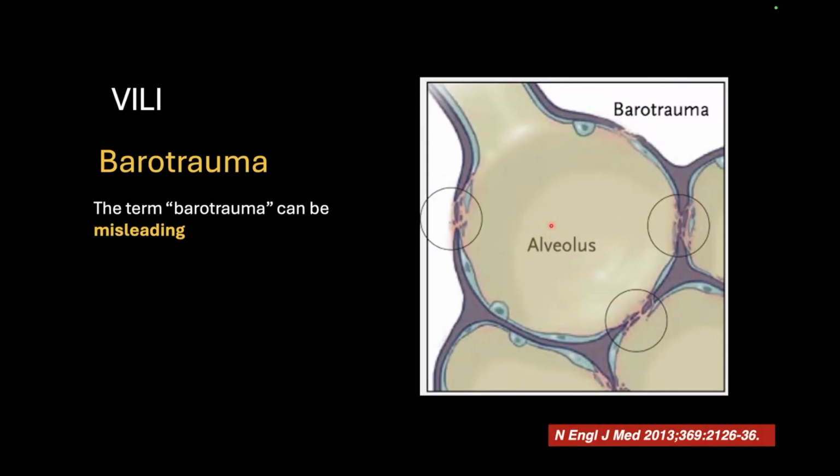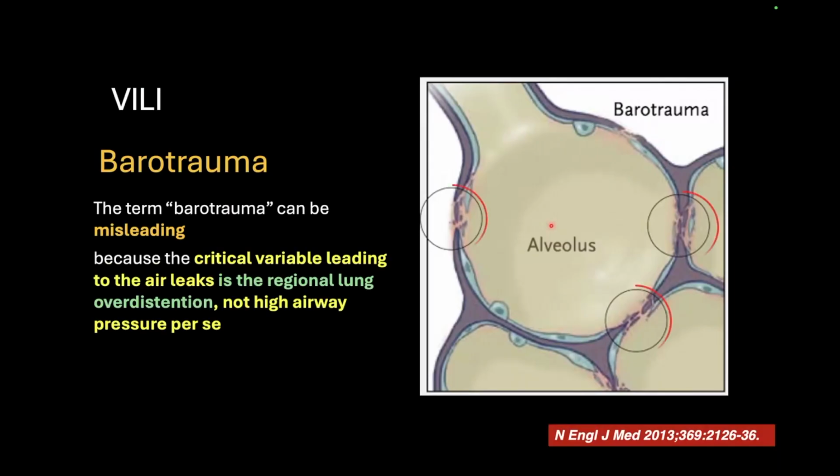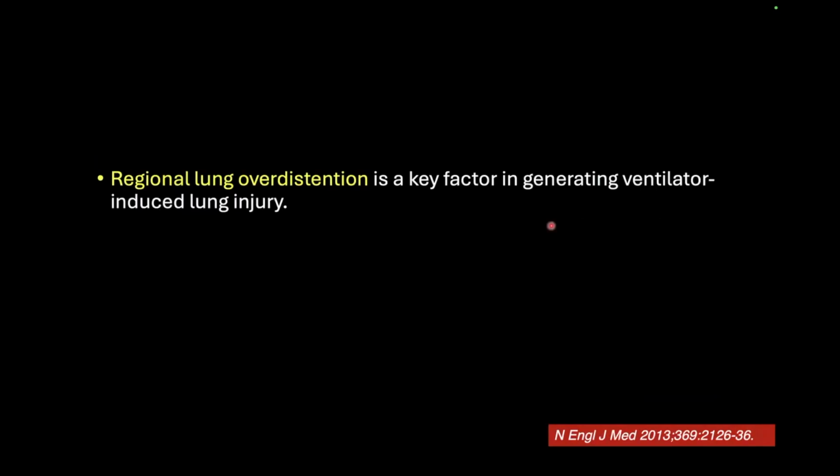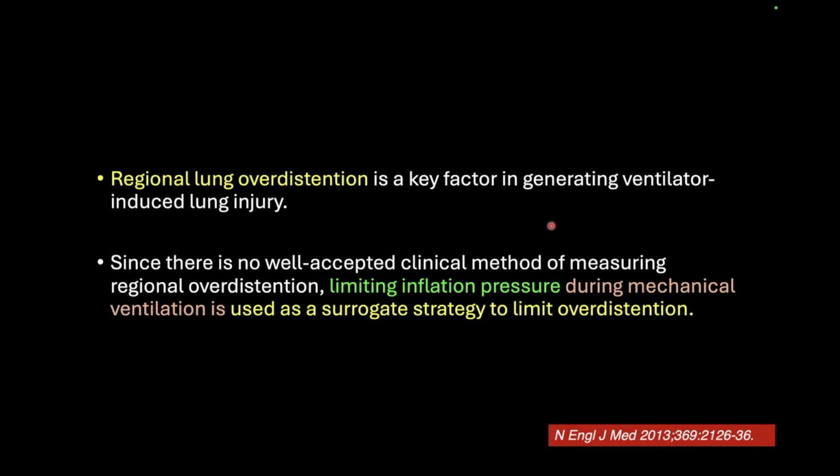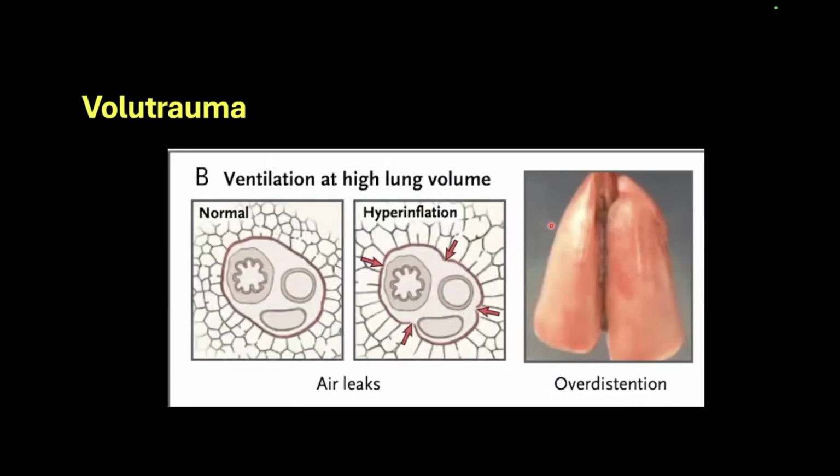Barotrauma, this term itself can be misleading, because the critical variable which leads to air leak is the regional lung overdistension and not the high pressure per se. But regional overdistension is not easy to measure, and hence, as a surrogate, we measure the airway pressures like plateau pressure and positive end-expiratory pressure or mean airway pressure to denote barotrauma.